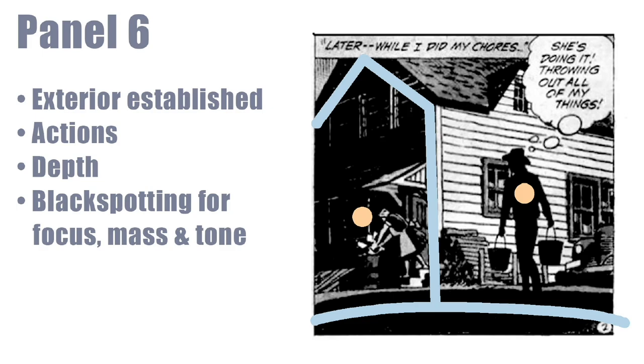In panel 6, he decides to establish the exterior of the home and the actions, the kid carrying the pails, and then the stepmother throwing this kid's stuff out. Because of the silhouetting and the foreground in the bottom of the panel, there's a big shadow on there. We're seeing a lot of depth in this too, foreground, middle ground, background. And the black spotting is all done for focus. We see the bric-a-brac that's being thrown out, and that's high contrast, and we see the kid as he's walking.